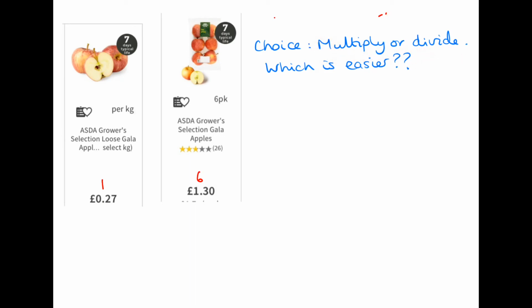So the choice is multiplying or dividing, which is easier. Most people prefer to multiply than divide. If you know your times tables really well, then to be honest, it doesn't matter. You probably find one as easy as the other. But if you find multiplying easier, then let's stick with that. So what we would need to be doing if we're multiplying to compare is times that amount by 6.